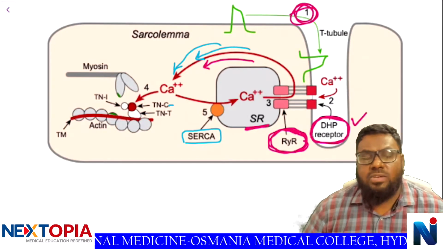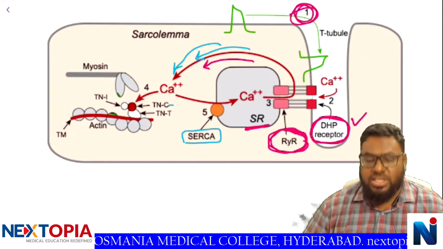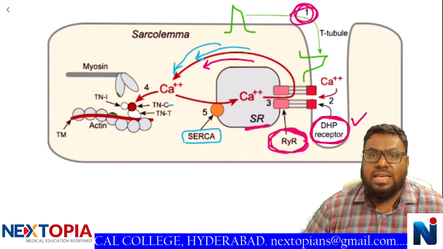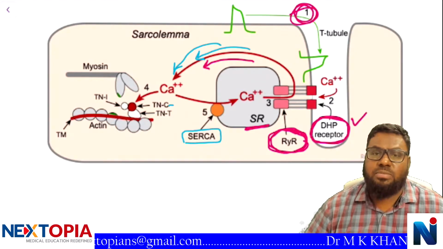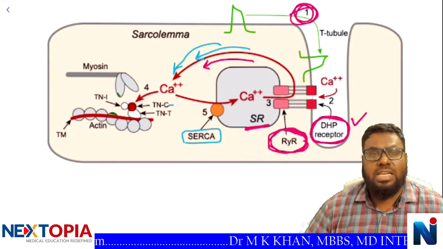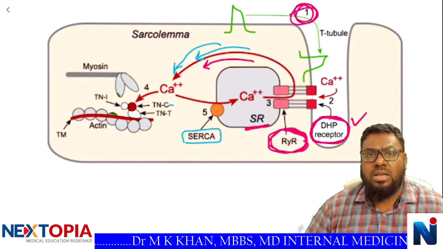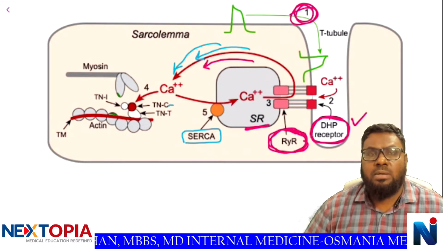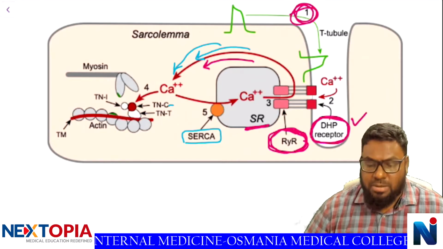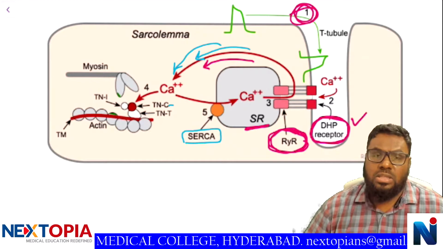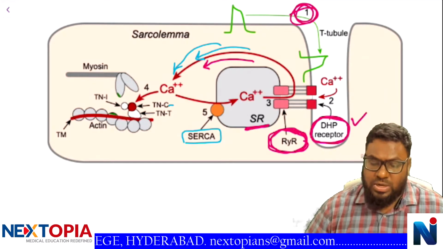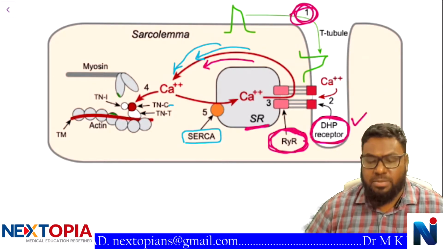Let us try to understand the mechanical response to a single action potential. Whenever a single action potential occurs, there is release of calcium. Release of calcium causes muscle contraction or muscle twitch. Once the twitch is over, the muscle membrane gets repolarized. So initial depolarization is followed by repolarization.